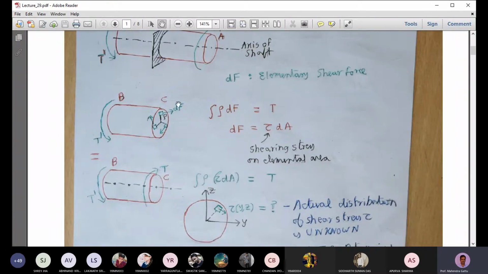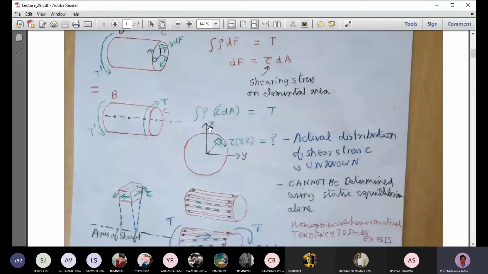Instead of writing dF, we can say that there is a shear stress acting on this small elemental area. Let's call that shear stress tau. So dF will be tau times dA, and we want to know what tau is as a function of the location. So we have the integral of rho tau dA equals T.